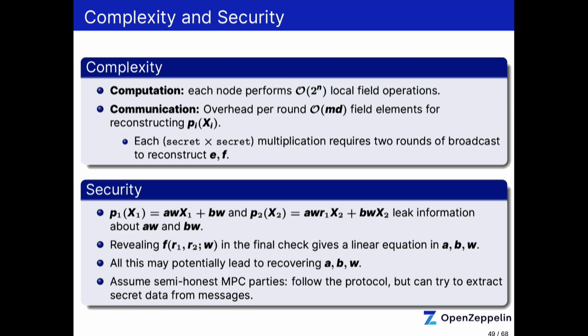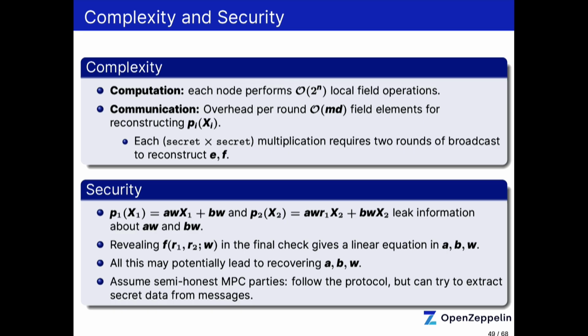Which means that MPC is very sensitive to multiplication. So if you have a polynomial or a circuit that has a lot of multiplications, then MPC will be a problem for you, because then your communication cost will increase dramatically. So much for complexity, and for security.